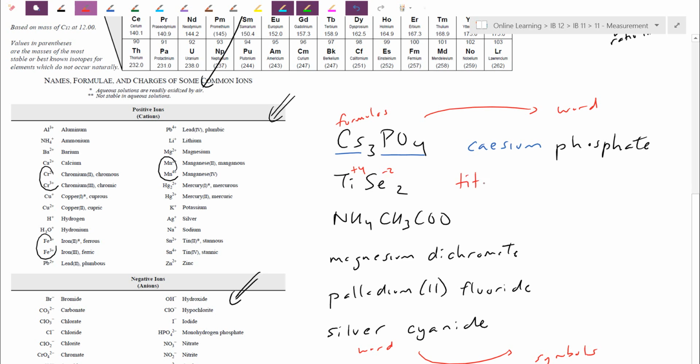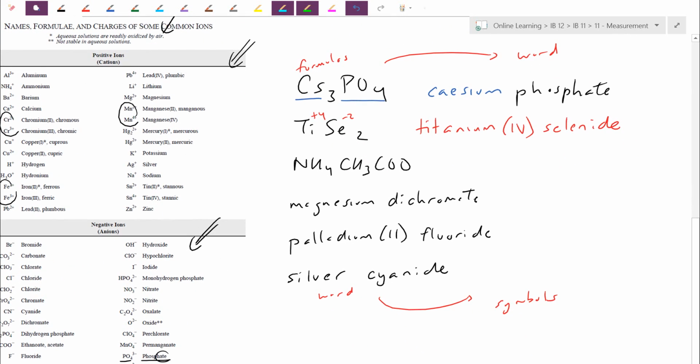Again, it's just best to assume here. You're not always going to be given it on the table. Titanium, we're going to use a Roman numeral for 4. When titanium uses its 4+ charge to bond against selenium, we're going to change the ending to selenide there.